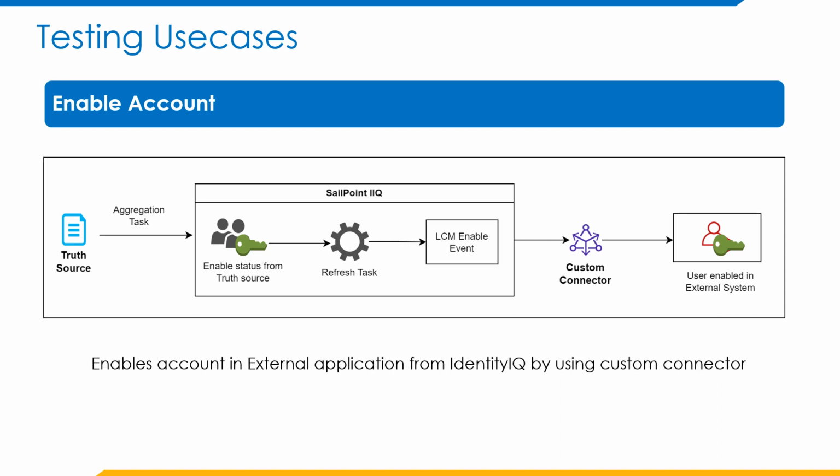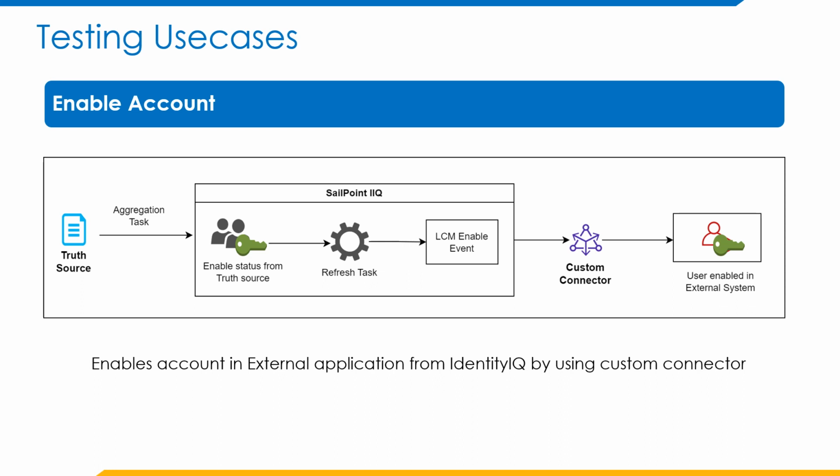The next operation is enable account. This is considered a rehire scenario. Here we will receive the status update to enable the account from the delimited file truth source. This gets updated on the identity from the aggregation task. Upon running the refresh identity cube task, a configured lifecycle enable event will be triggered to handle the account enabling process in the target application using a provisioning plan.